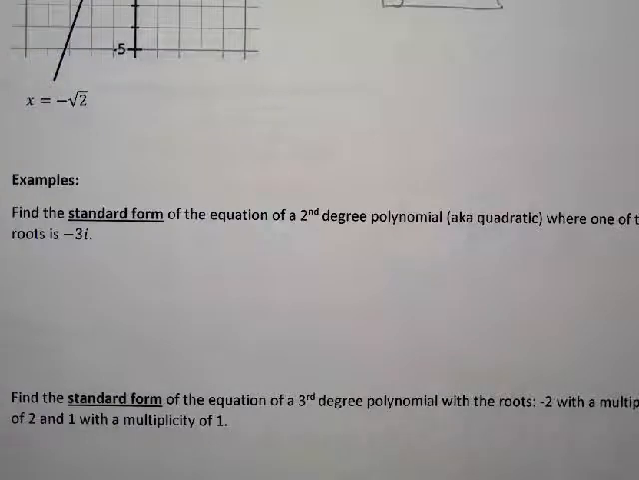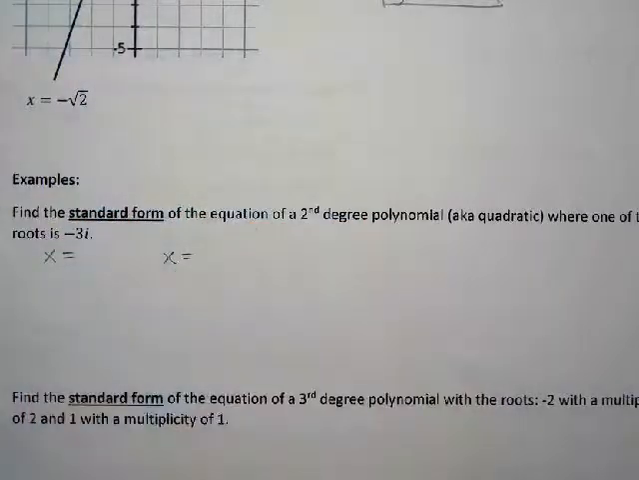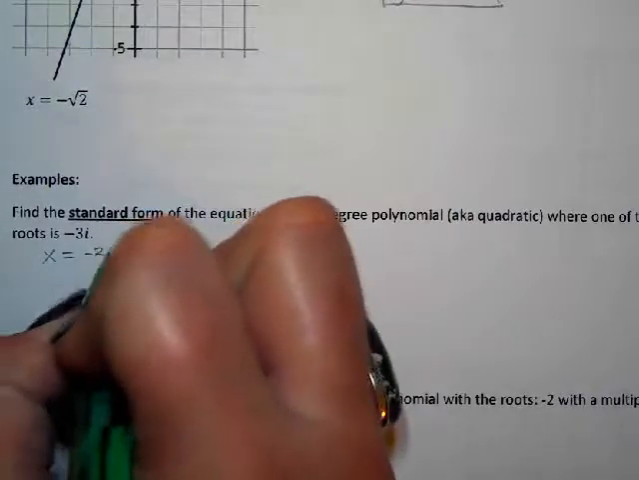Now, they did not tell me both of the answers. They only gave me one. They said one of the answers is negative 3i. But we know that these types of answers come in pairs. So if one of the answers is negative 3i, the other one has to be positive 3i.